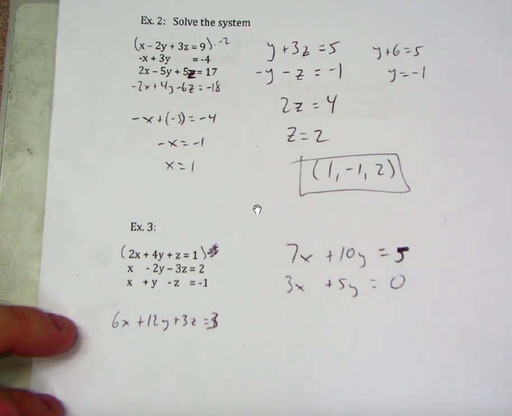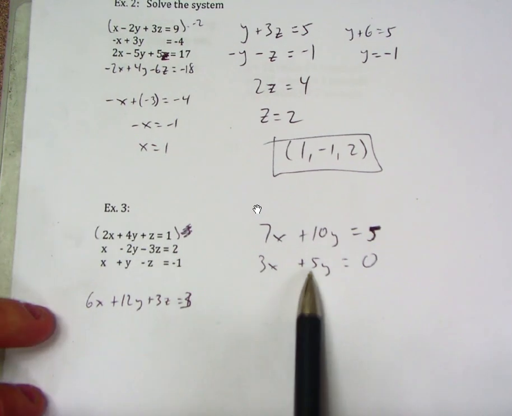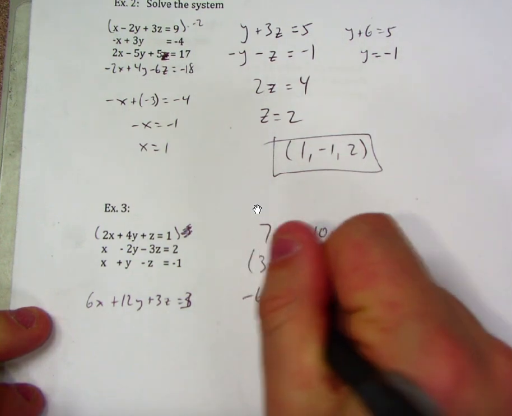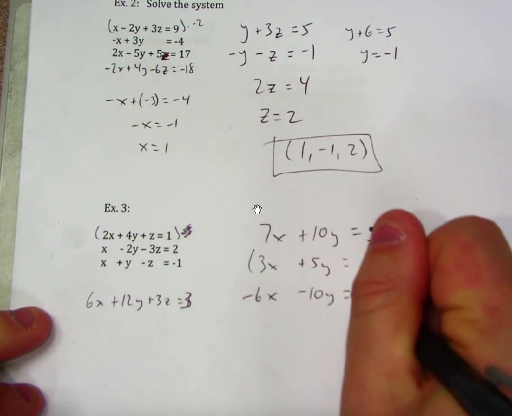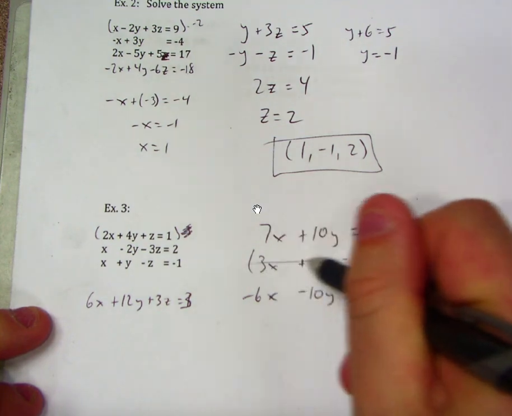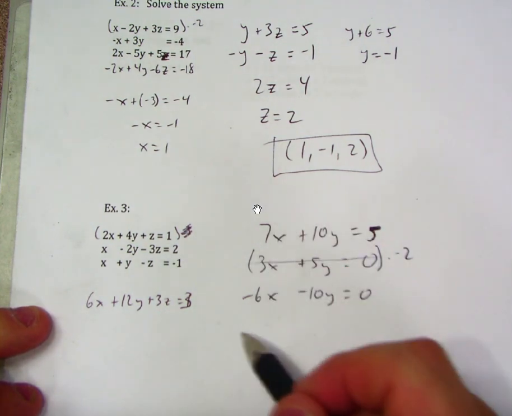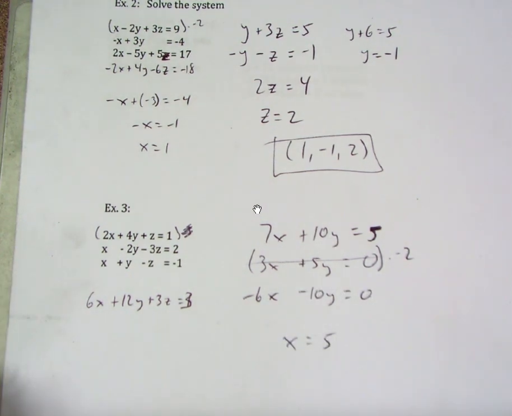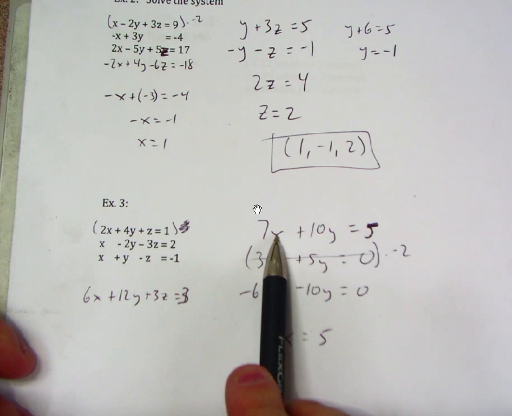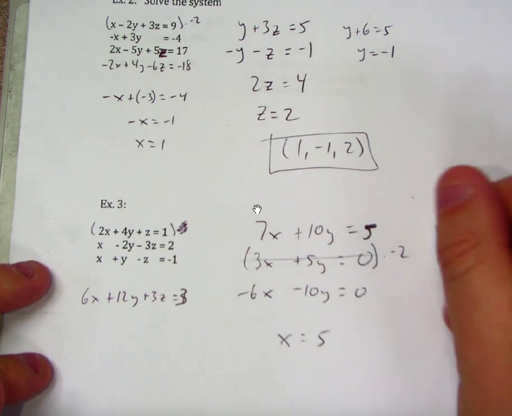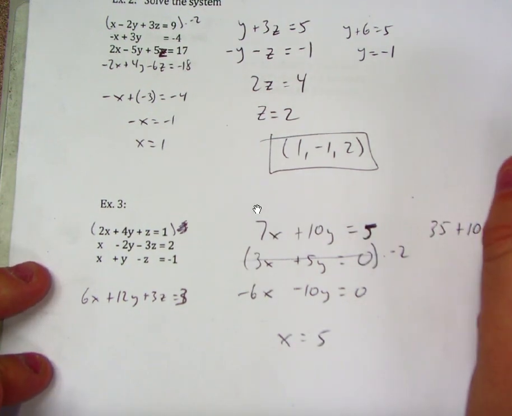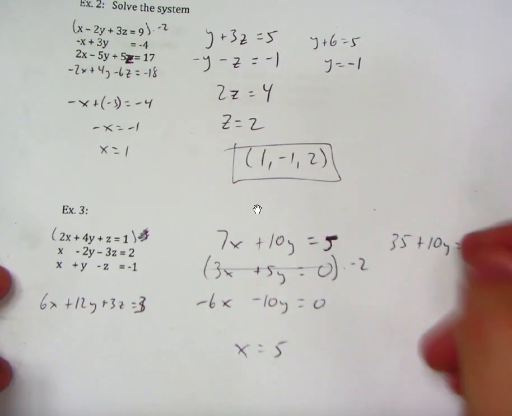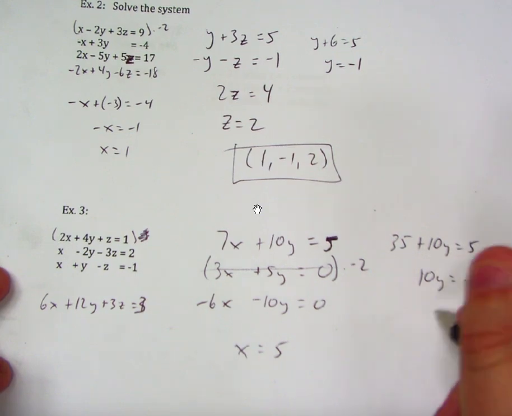I'll use elimination. So I'm going to multiply this bottom equation by negative 2 to get it to have negative 10. Negative 6x, negative 10y equals 0. So x equals 5. Plug 5 back in right here. So 35 plus 10y equals 5. So 10y equals negative 30. Y is negative 3.